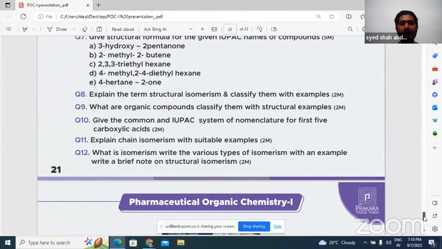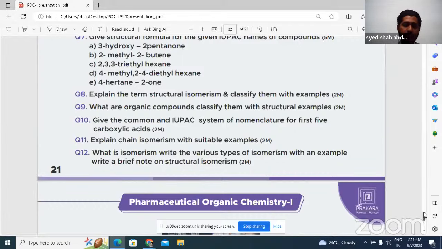Next is a question related to structural isomerism, where you need to classify them: structural isomerism, its types, and give one example. Another simple, very general question is: what are organic compounds? Classify them with structural examples. This is also a quite common and very simple question that has been asked, and mostly you can see that IUPAC related questions are coming a lot.